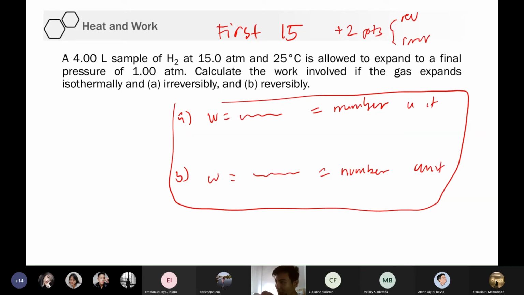Okay, magbibigay na ako ng time limit. Ayan, may nag-comment na. Don't forget the unit. Okay, so Aldrin, unit. Yung unit, wag kalimutan. Diba yan yung lesson natin? Units ay important.